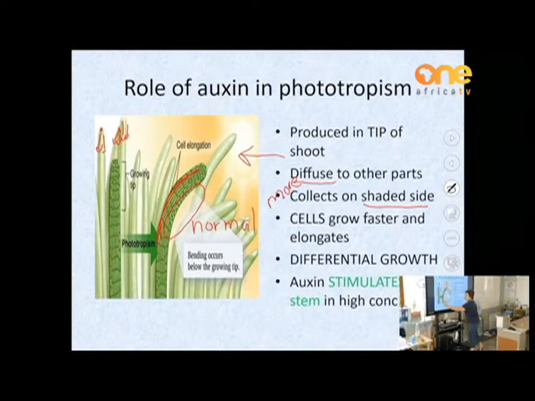Because I have now in one tip of a plant two different rates of growth, one on the shaded side, the cells grow faster and elongate faster than where they normally grow on the side of the light. We say it is differential growth. Same cells on the same plant, but they grow at different rates. Why? There is more auxin on the shaded side. And we learn that auxin is stimulating cells in the stem when they are at higher concentrations.